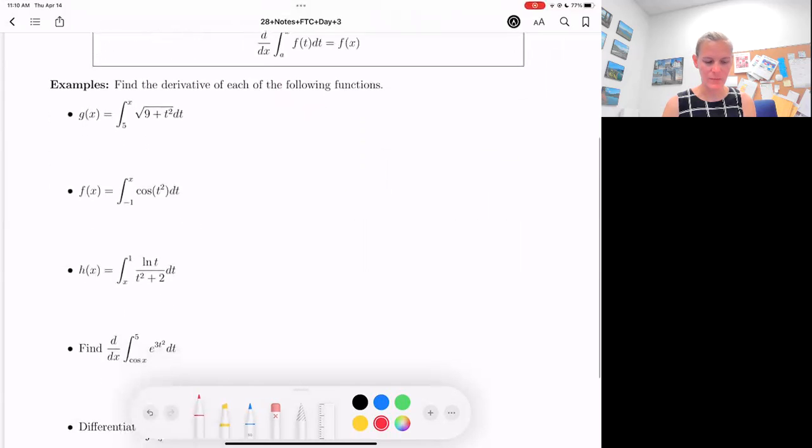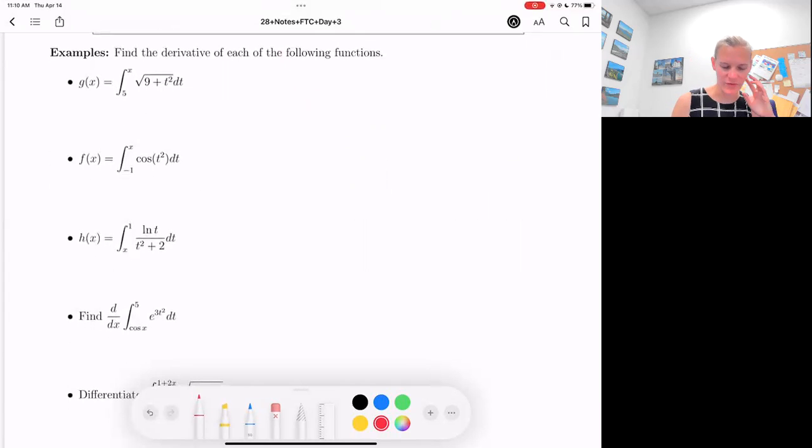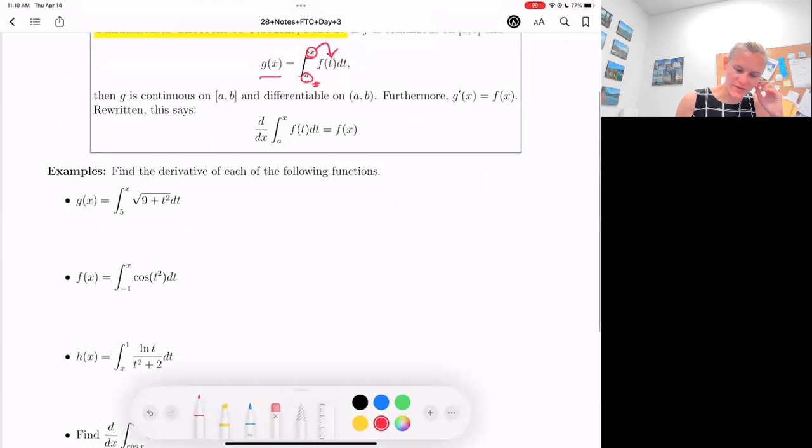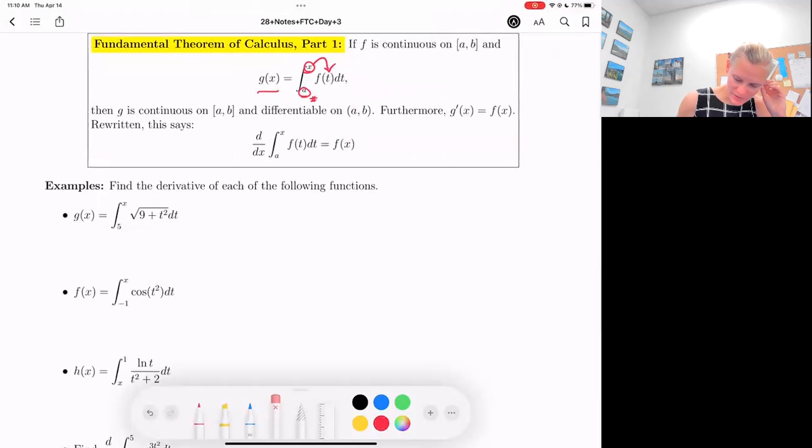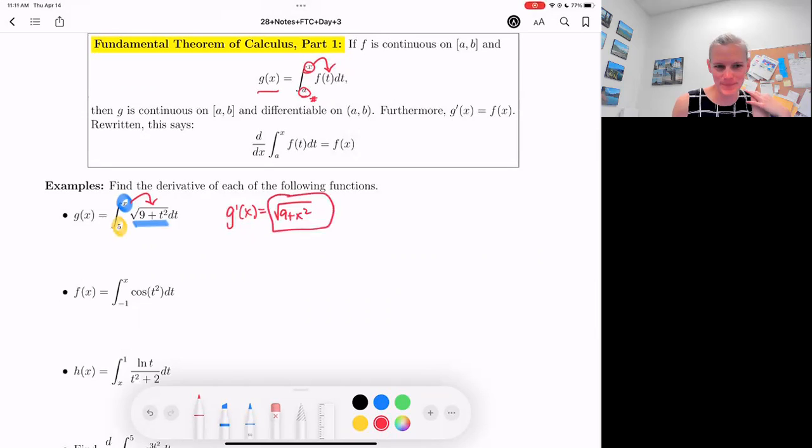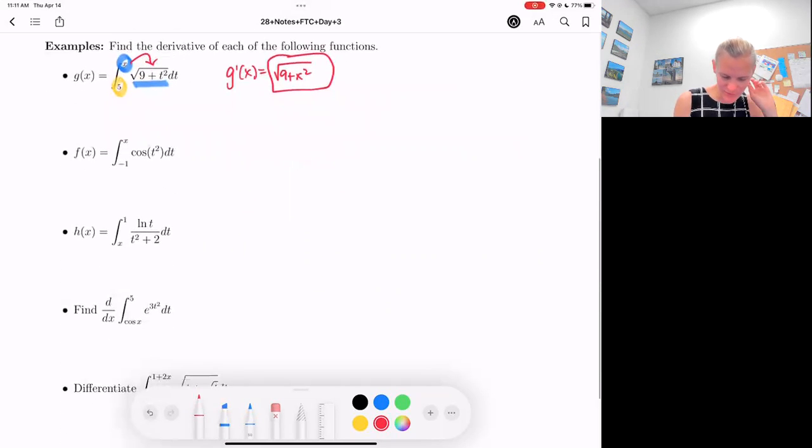So this problem is asking us to take the derivative of each of the following functions. So if I notice how this is set up, I've got a number on the bottom, I have an x up top, and I have a function inside. So the fundamental theorem of calculus tells me if I want to take the derivative of this integral, I just plug x into that expression. So I just get square root of 9 plus x squared out. Easy peasy.